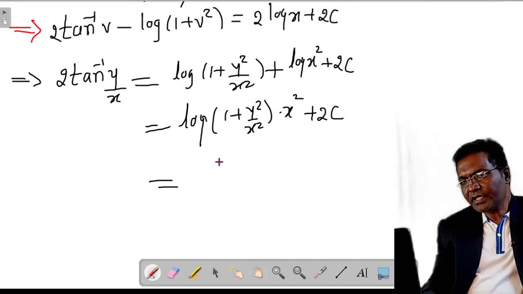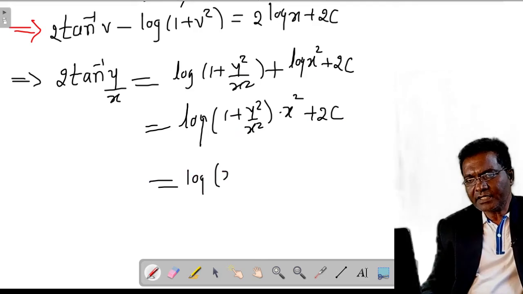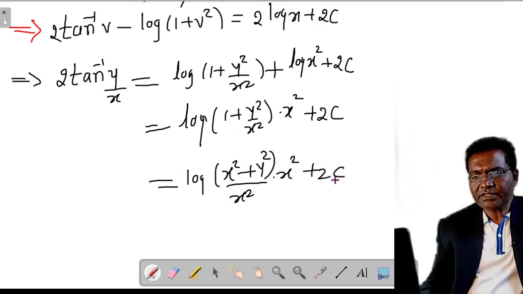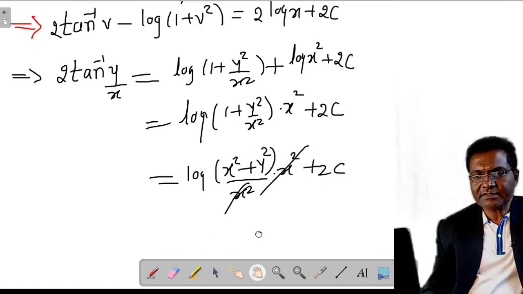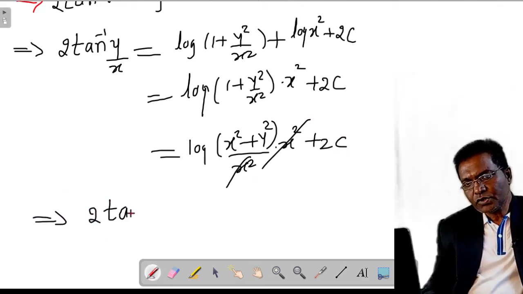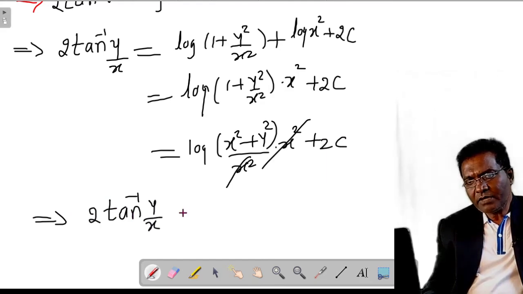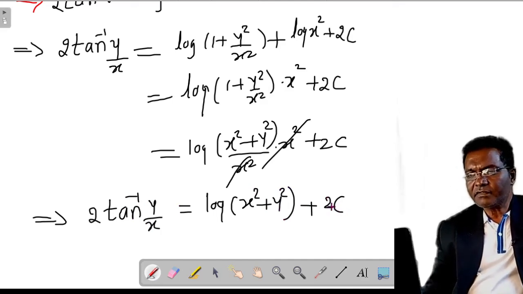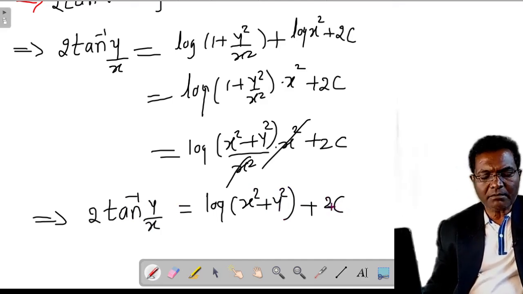So if you take LCM, I can write it as x square plus y square by x square into x square plus 2c. X square cancels. So your general solution will be 2 tan inverse of y by x equals to log of x square plus y square plus 2c. Okay. So in this way you can find the general solution. If you do number of examples, you will get an idea.